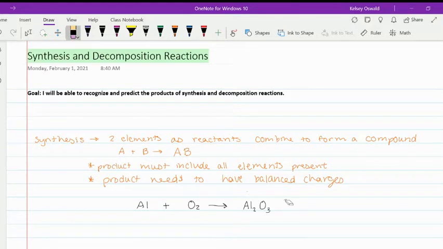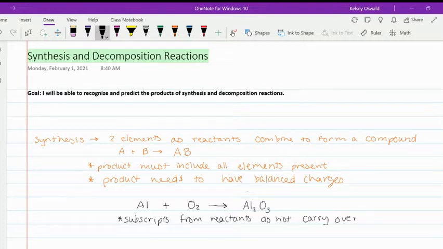Something to notice here is that your subscripts from the reactants do not carry over. Okay, so notice how in our reactants, oxygen, we had O2, and now in our products, it's O3. The subscript in that product is totally dependent on the charges. We are not just going to carry over those subscripts from our reactants. We need to look at those individual charges and think, what do we need to do in order for them to balance out?